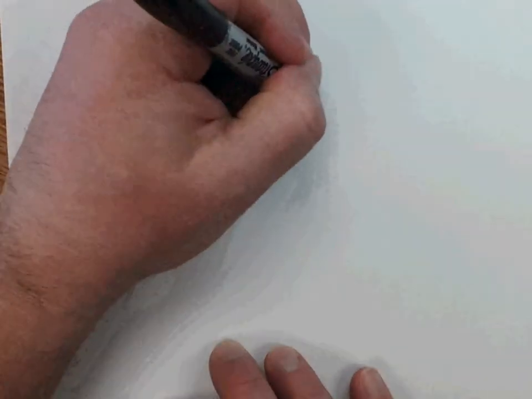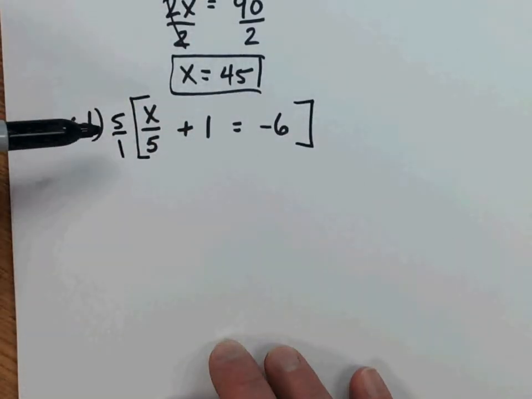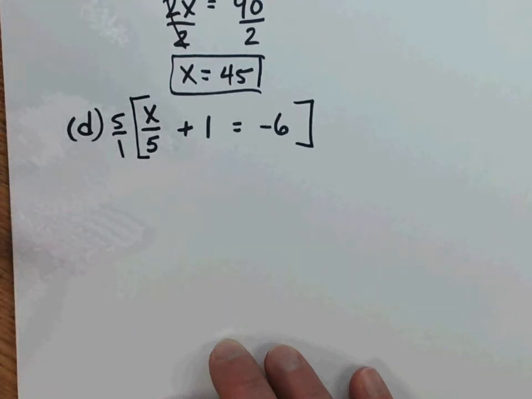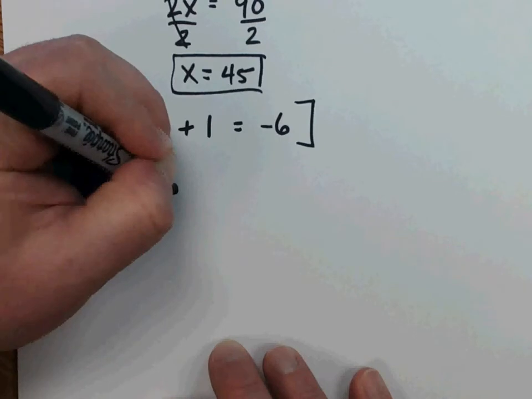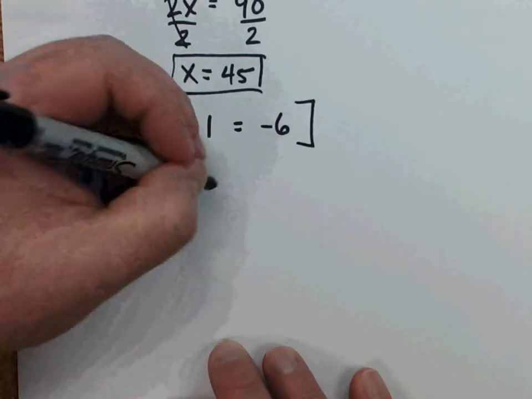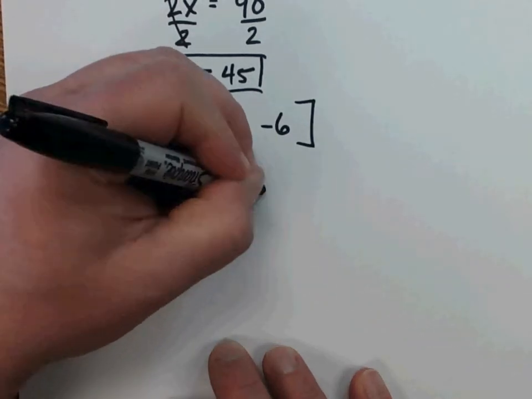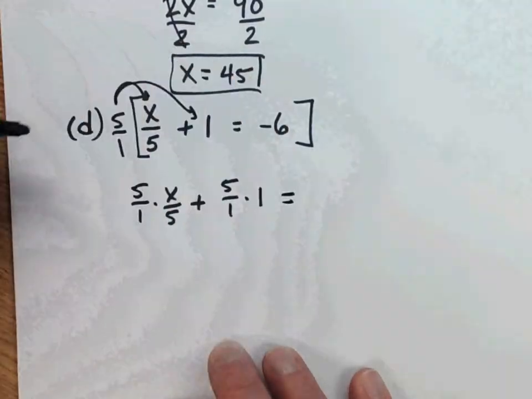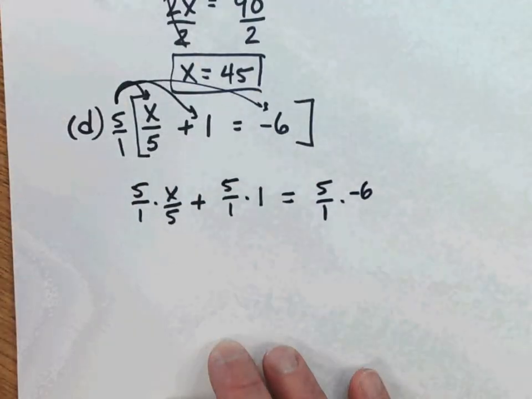So I'm going to multiply through this entire equation by 5 over 1. Again, I'm allowed to multiply by anything I want as long as I do it fairly and equally. So 5 times that. So I took 5 and multiplied it by x over 5, plus take 5 and multiply by 1, equals I take 5 and multiply it by -6.